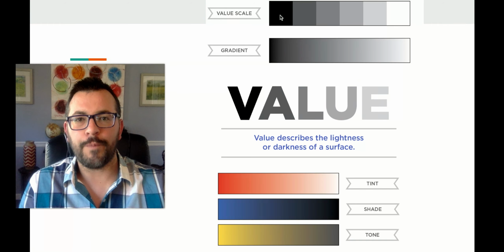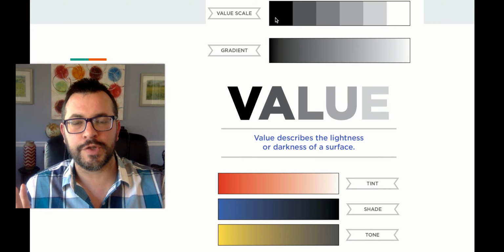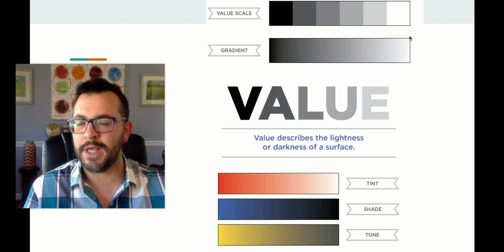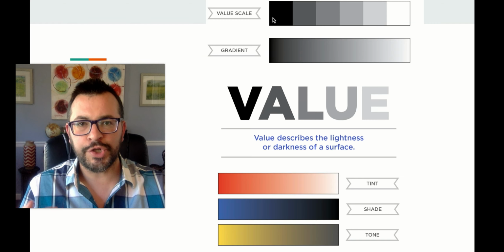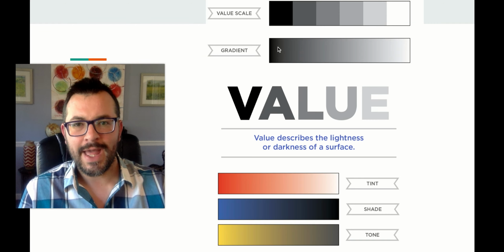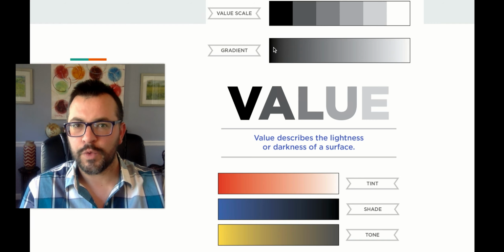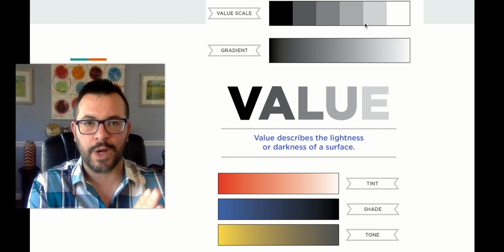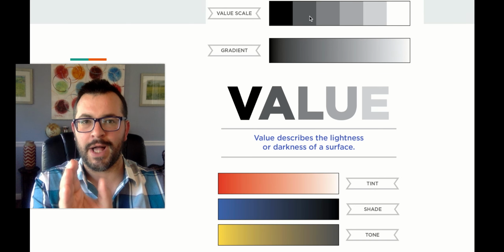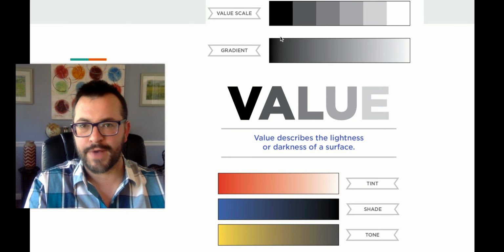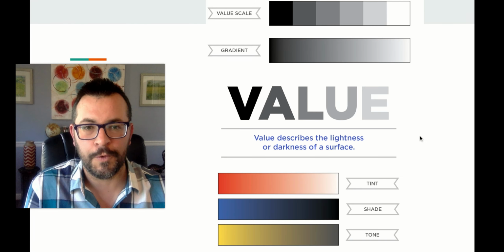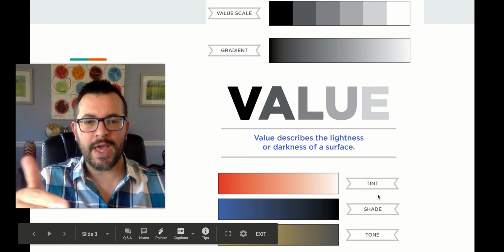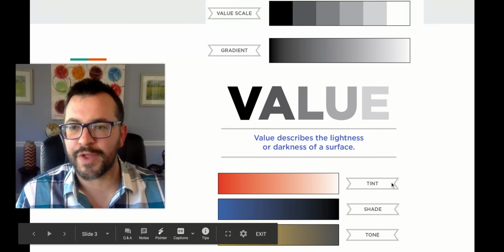So right up here, you have a small value scale, which they showed in the video, that shows different values here from black to white, and then a gradient scale, which is that slow fade of values from black to white. So the value scale is individual boxes, all shaded with different values, but a gradient is a slow fade. And then at the bottom, it shows how values are used with color.